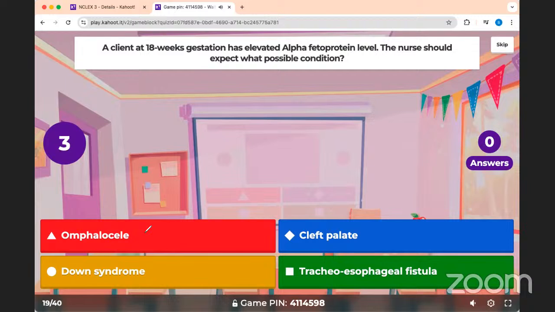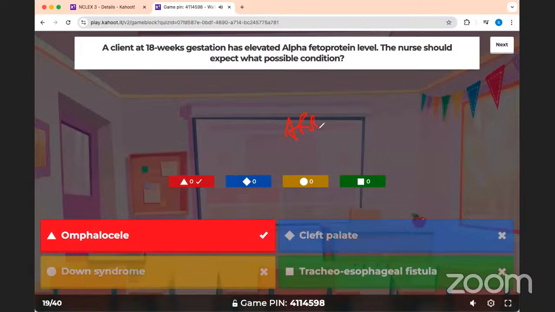I'll show you how to answer. This is test-taking strategy, right? You know, alpha fetoprotein has something to do with neural tube defect or abdominal wall defect or Down syndrome, right? It's low in Down syndrome, and high in neural tube defect or abdominal wall defect. It has nothing to do with cleft palate or tracheoesophageal fistula. Therefore, you're left with this. And it's low in Down syndrome because you're going down, so I'm going to pick this, right?